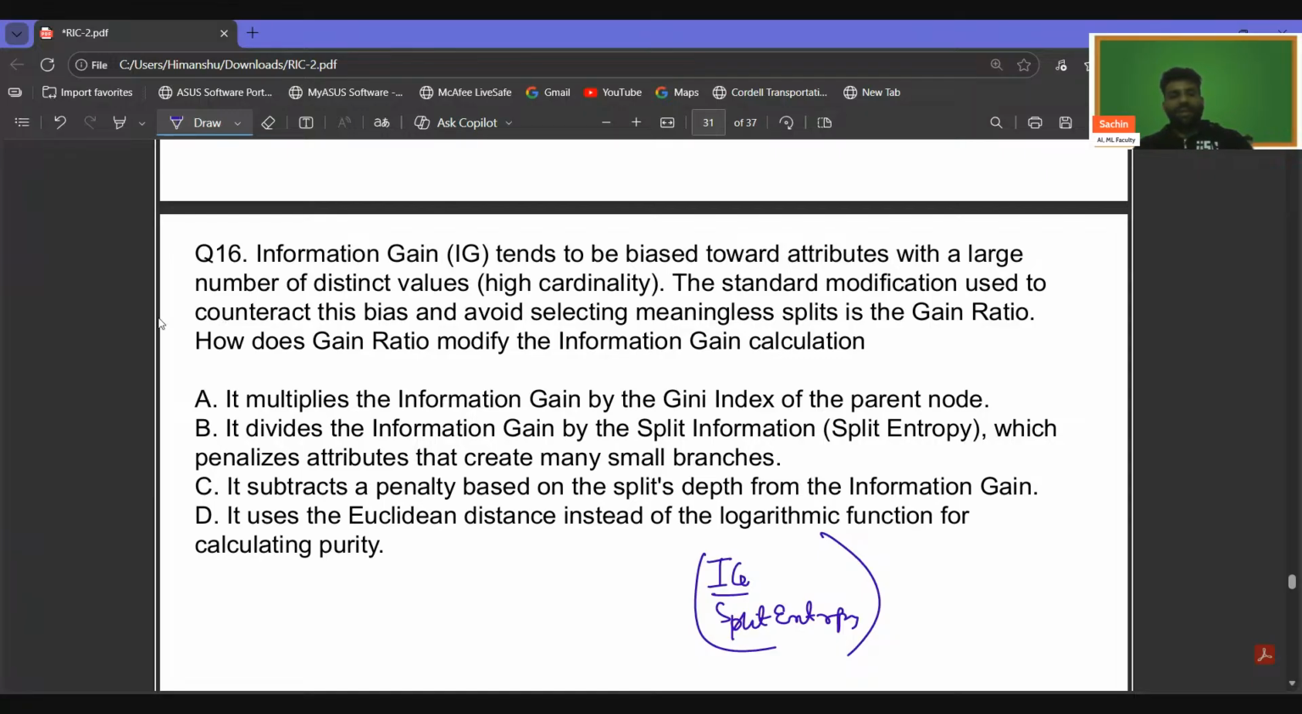Okay, so in that case, what is going to be the final answer? I have already told you, information gain divided by split entropy gives you the gain ratio, which actually helps in balancing and removing the bias. So B is going to be your correct answer for this. We are already running short of time, but I guess you're getting what we are talking about here for each of the questions. Okay, let's move on to the next one.